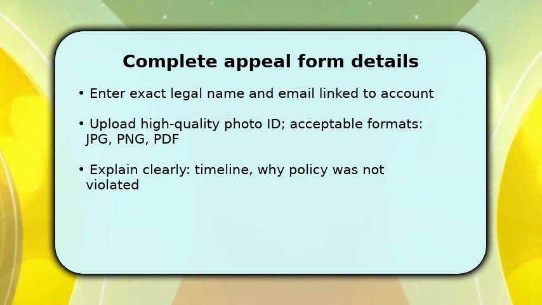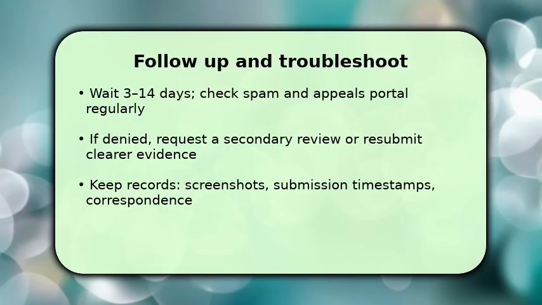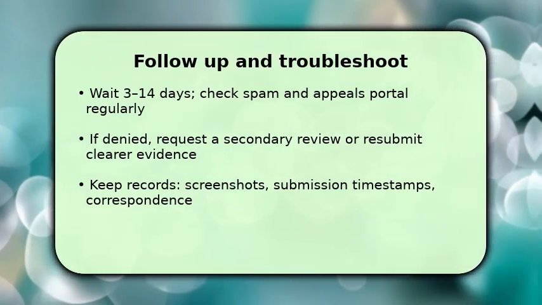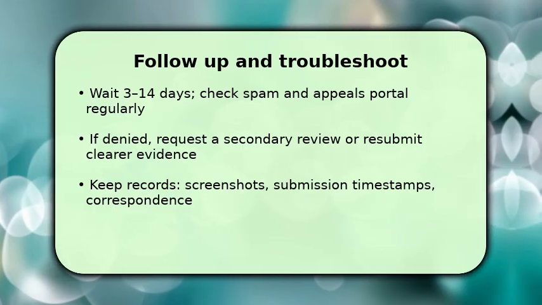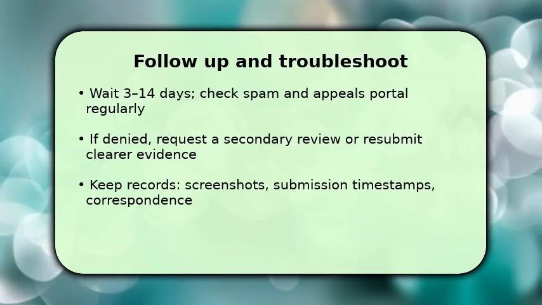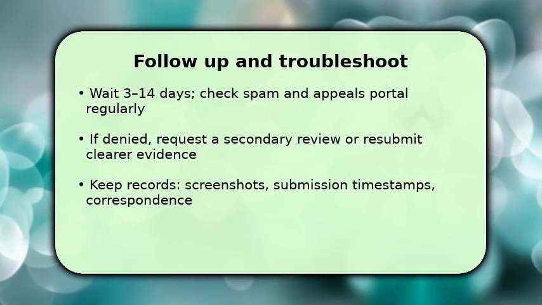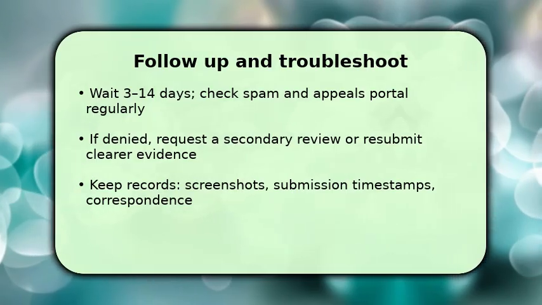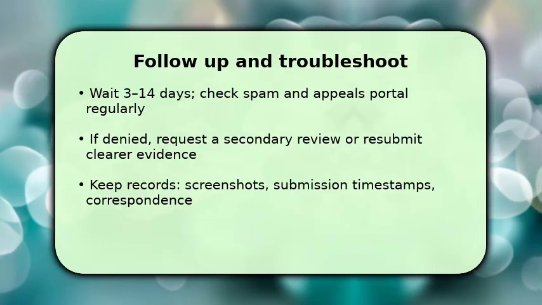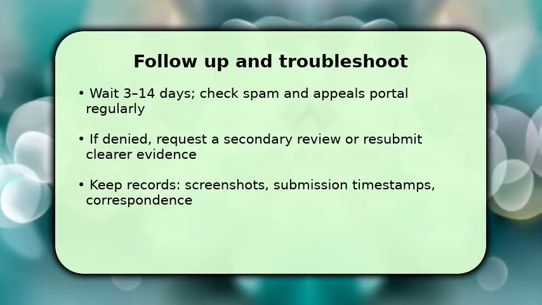You finish by tracking the review and preparing to act if needed. Expect a response in 3 to 14 days, so check your inbox and spam folder and revisit the appeals portal for status updates. If the appeal is denied, you can request a secondary review or resubmit with clearer documentation and a concise statement of ownership. If nothing changes, document every submission and timestamp for future reference. A key troubleshooting tip: when denied, improve evidence quality and clarify identity matches rather than repeat.